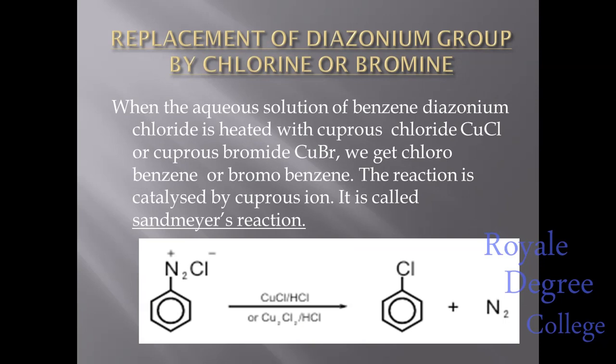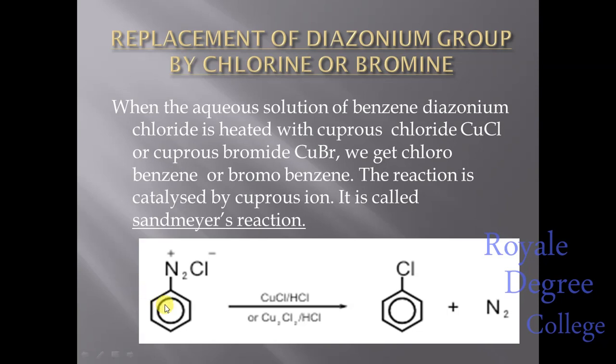Next, replacement of the diazonium group by chlorine or bromine. That we will see. When the aqueous solution of benzene diazonium chloride is heated with cuprous chloride, CuCl, or cuprous bromide, CuBr, we get chlorobenzene or bromobenzene. The reaction is catalyzed by the cuprous ion. It is called Sandmeyer's reaction. So we will see the reaction here.